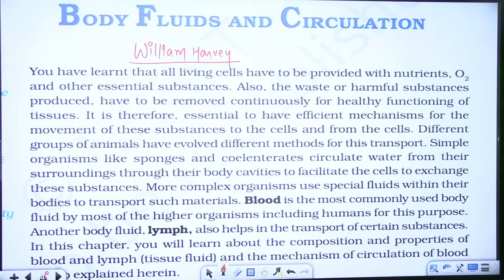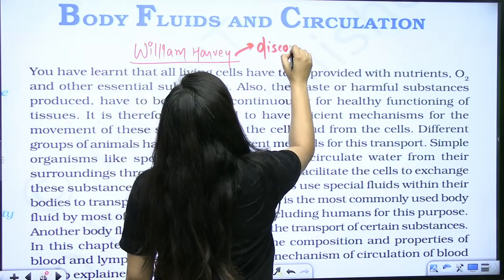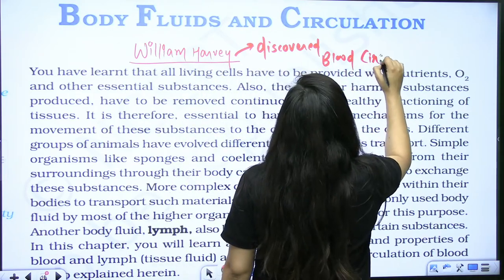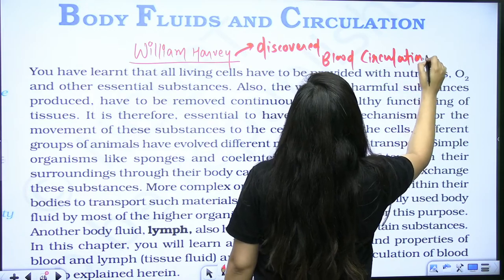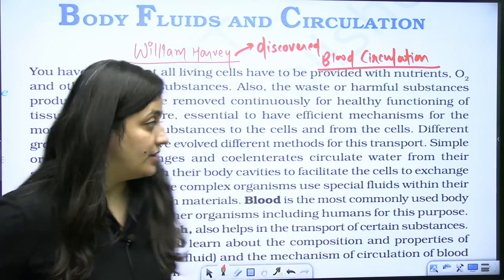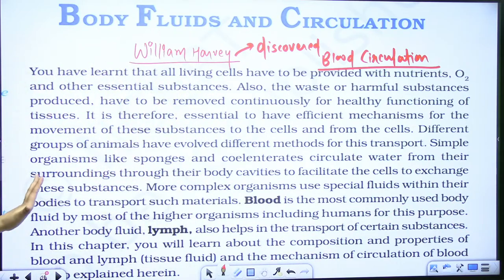Yes, exactly. So he's the one who discovered the blood circulation, right? So it's important. It is given in Human Health and Disease. Read about it. Clear, bachche? So see, in the basic introduction, they have given the same things, right?